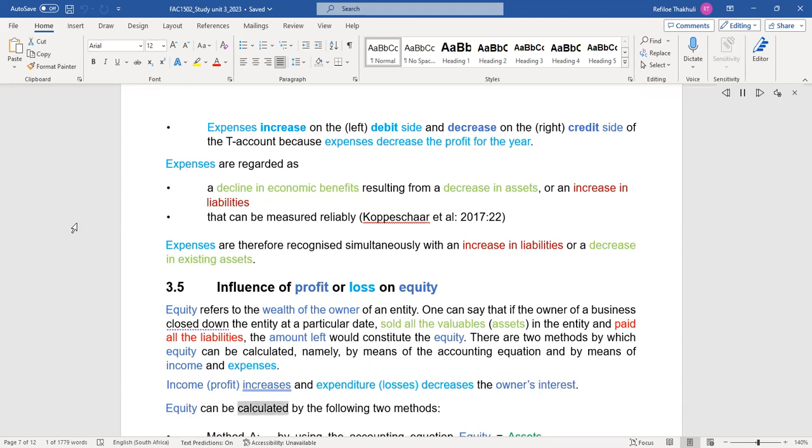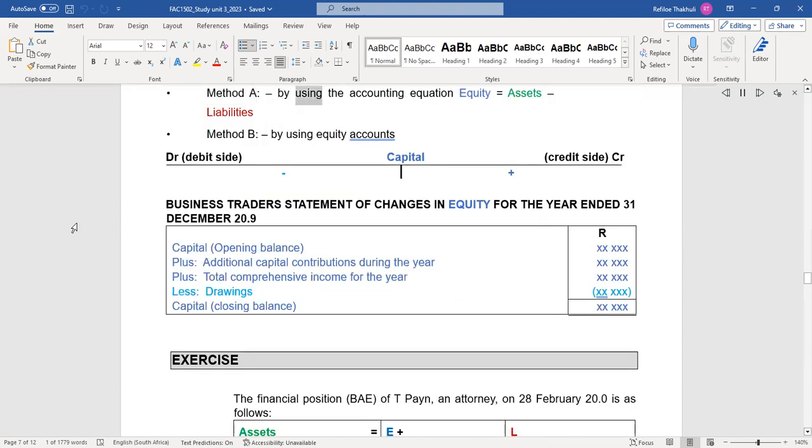Equity can be calculated by the following two methods. Method A, by using the accounting equation: equity equals assets minus liabilities. Method B, by using equity accounts. DR, debit side, capital, credit side. Business Traders Statement of Changes in Equity for the year ended December 31, 20.9.